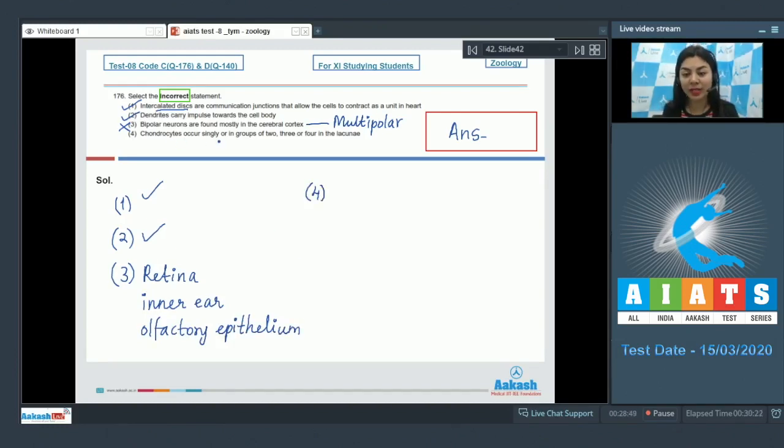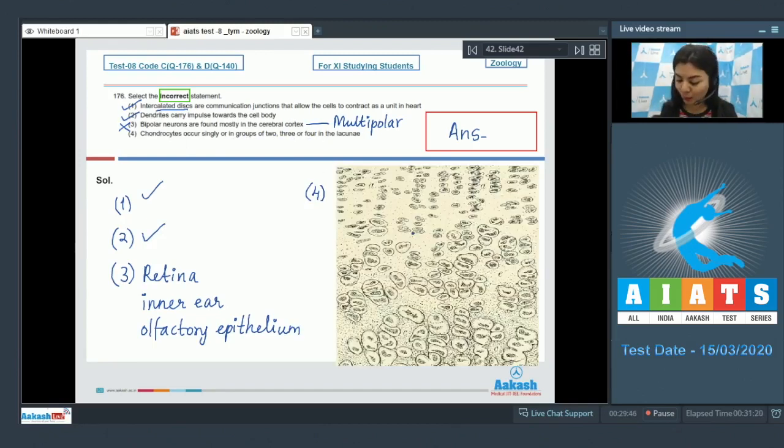Statement number 4, that chondrocytes occur singly or in groups of 2, 3 or 4 in the lacunae. This is also a true statement. In the histological section of cartilage, these cavities are called as lacunae, and we can see that these chondrocytes, which are the cells present in these cavities, can occur singly or in pair or in the groups of 3 or 4. So this is a true statement. The only incorrect statement is statement 3. That is why it's our answer.